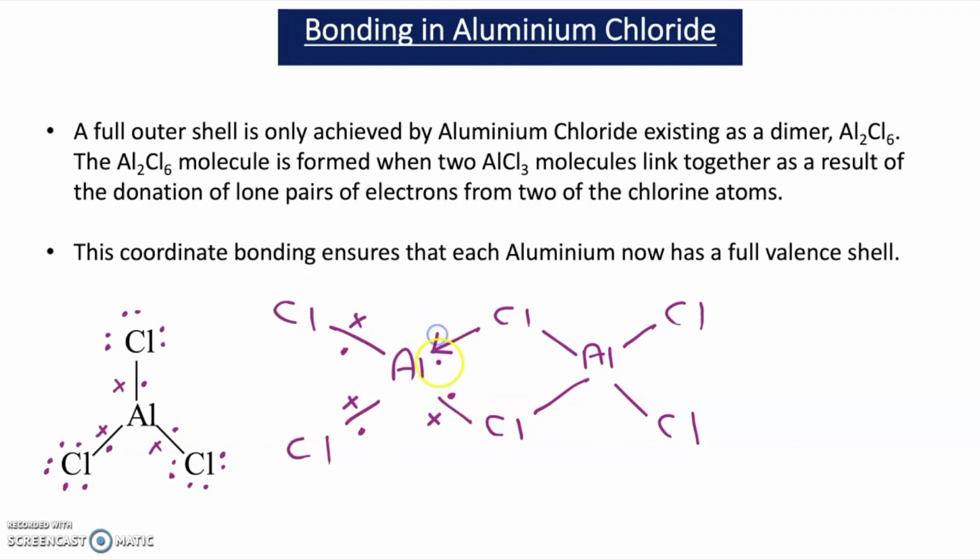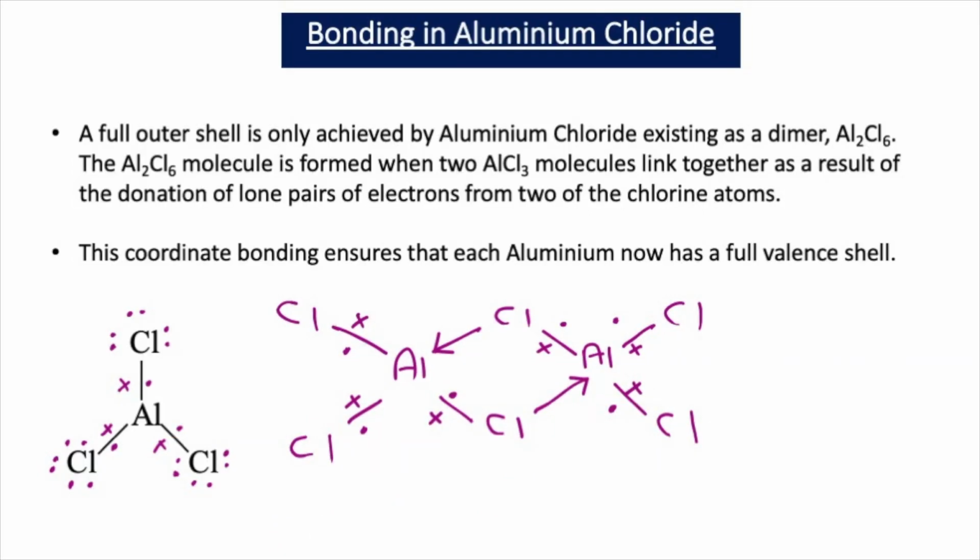So a cross is aluminium's electron and the dot is chlorine's electrons. I'm not going to put in all the electrons for chlorine here. I'm just going to put in the electron pairs that are being shared. You can see that there are two dative bonds here. One chlorine forms a dative bond to one aluminium, and the other bridging chlorine forms a dative bond to the other aluminium. That's how both aluminiums achieve full outer shells, stable octets, outer shells with 8 electrons.